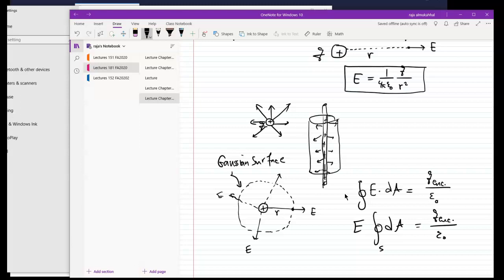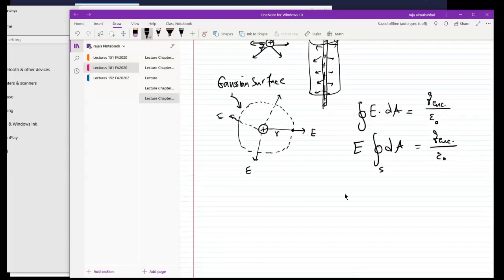Now, what is this one? What does this mean? The surface integral dA, what does that mean? It basically means what is the surface area of the Gaussian surface. That's really the meaning of it, mathematically. Surface area of the Gaussian surface that I'm basically studying, which is this one right here for our case.